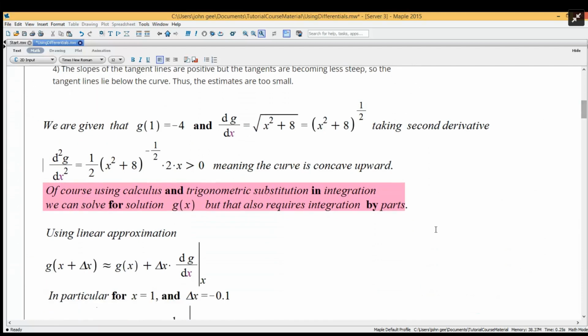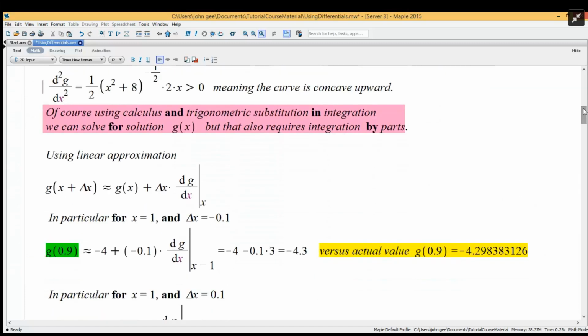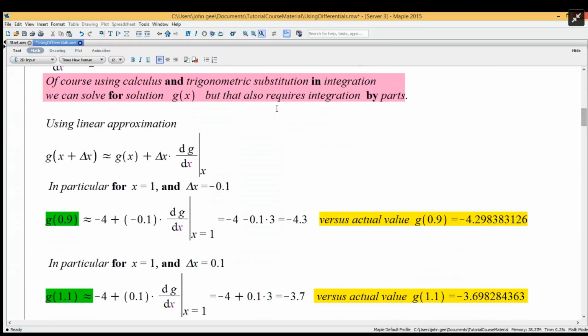And as I reiterated, if you're in second semester calculus, you can use trigonometric substitution in integration, and we can actually solve for the solution. But it's kind of tedious, and also requires integration by parts. So let's use linear approximation, which is straightforward.